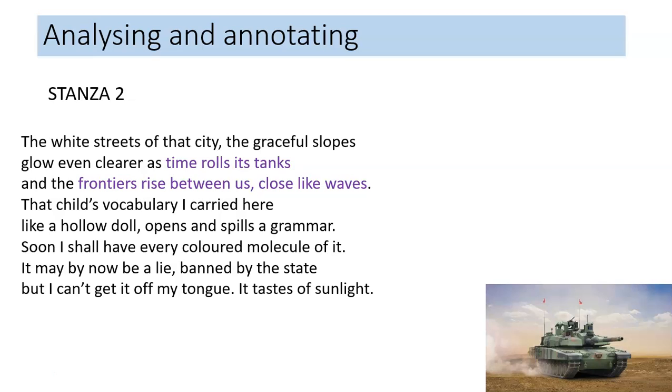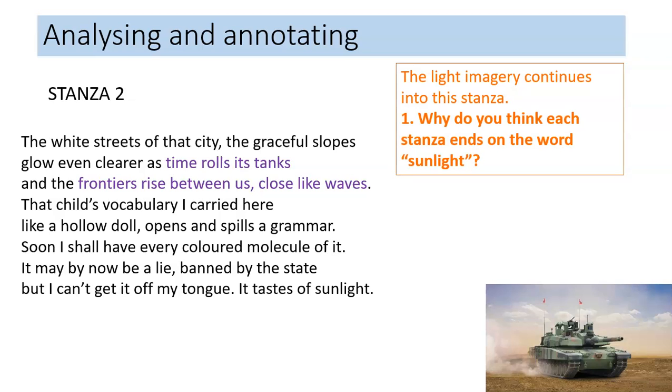So she says here, the white streets of that city, the graceful slopes. Notice she keeps calling it the city or that city. She never mentions it by name. She says the graceful slopes glow even clearer as time rolls its tanks and the frontiers rise between us close like waves. So you'll see that the light imagery carries on here. The white streets, they glow. She's using a lot of overwhelmingly positive imagery here again.